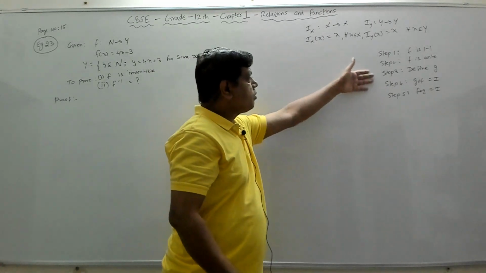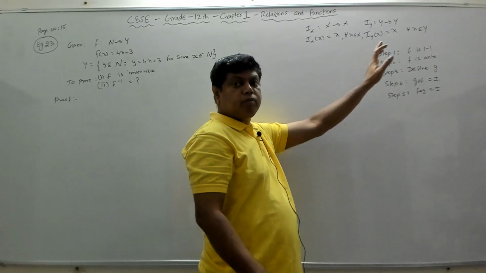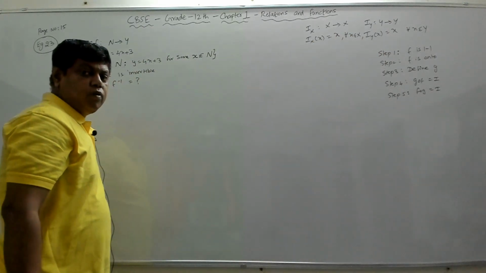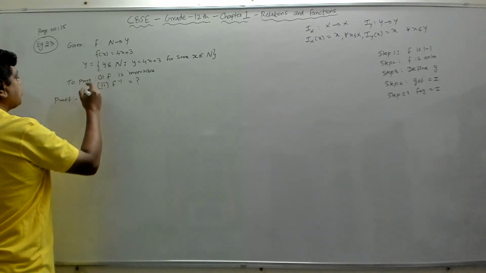Fine. The rest of the 3 steps will show that the function g that we have defined in step 3 will become the inverse of f. Now let's prove that f is 1 to 1. Now how do we prove that f is 1 to 1?